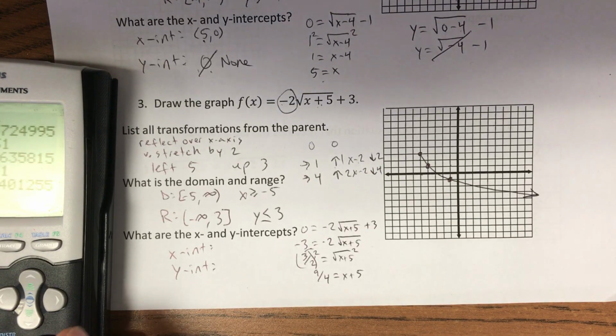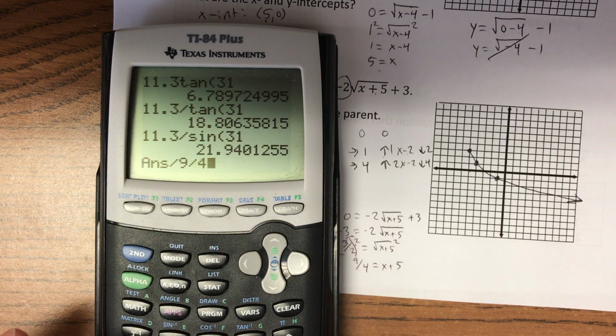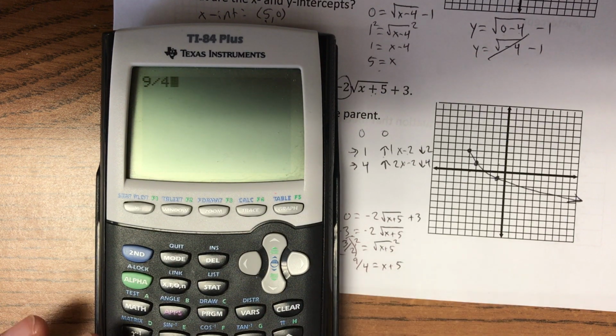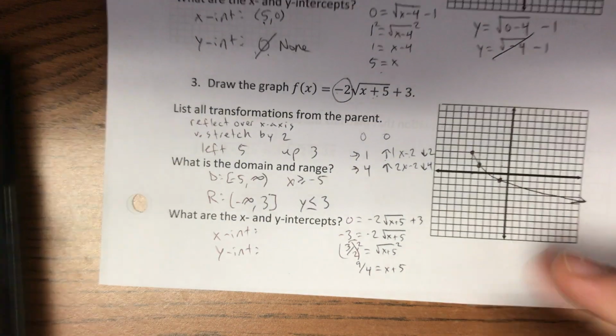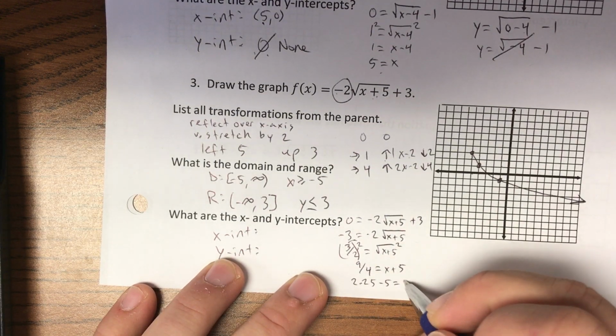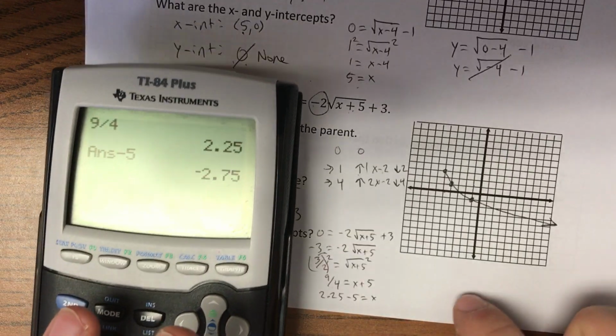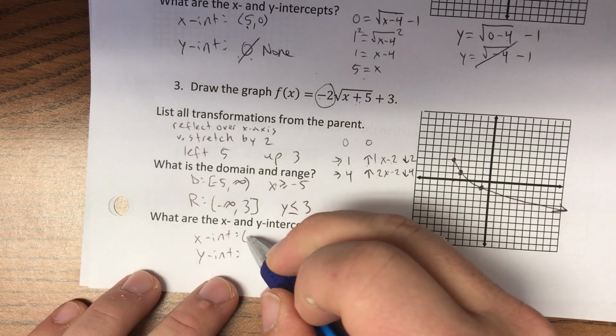Just change it to a decimal. If you're not sure what 9 over 4 is, you can just put in your calculator 9 divided by 4, and it tells me it's 2.25, and so we're going to do 2.25, and then we're going to subtract over that 5 equals x, and so we'll subtract 5, and that's my x-intercept, negative 2.75.